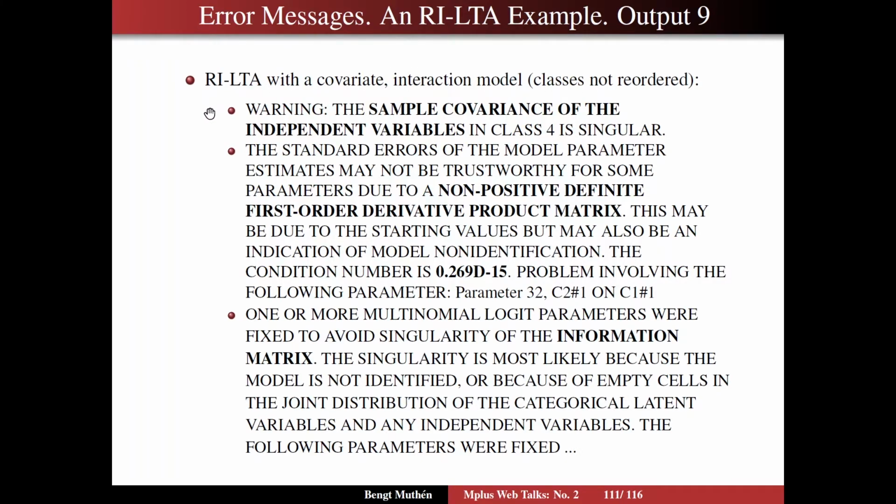Here you have a warning that the sample covariance matrix of independent variables in class 4 is singular. So that's a new message. That's one message that we're going to talk about. And then you have a message about the standard errors of the model parameter estimates may not be trustworthy because of a non-positive definite first order derivative matrix. Condition number very low, certainly lower than -10. And it's a problem of C2, C1, so we know how to deal with that, how to look at that.